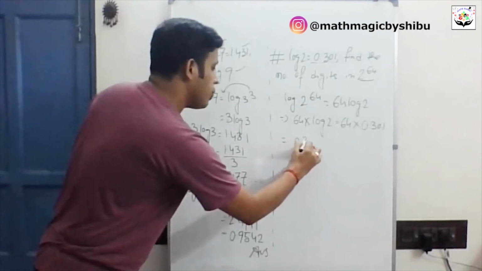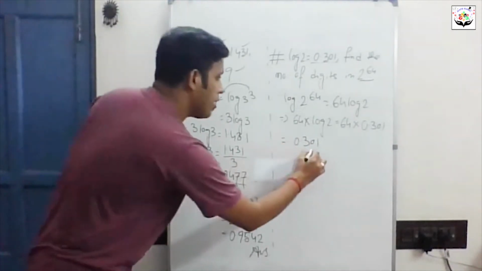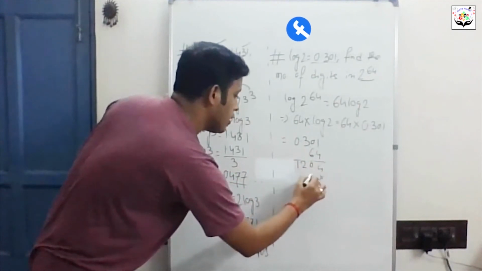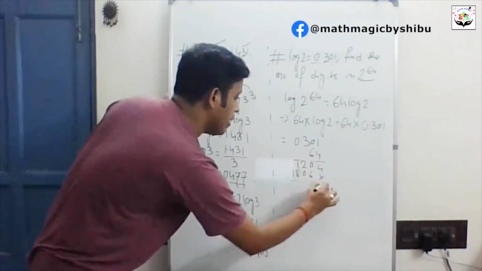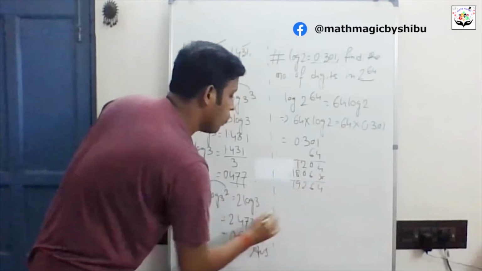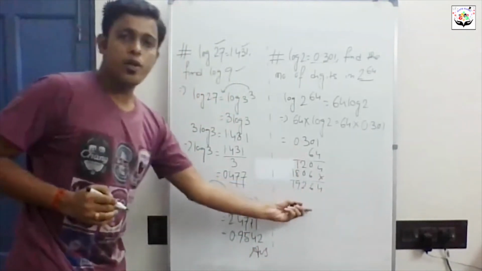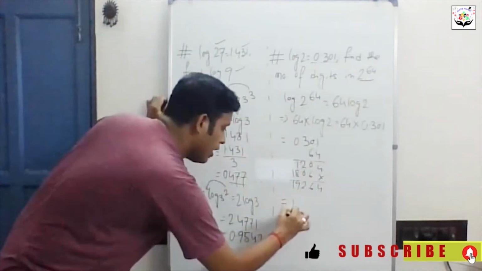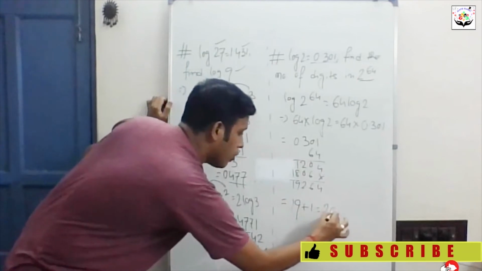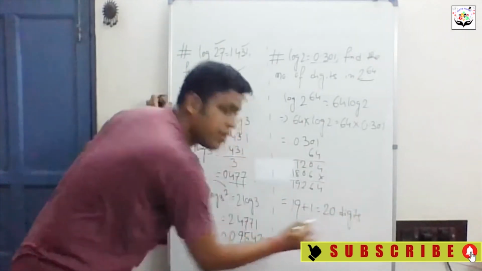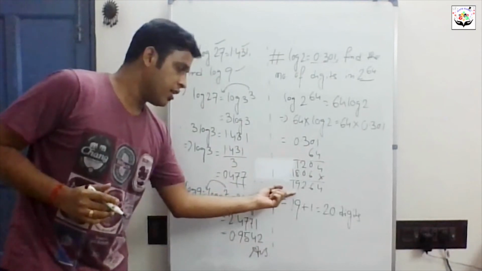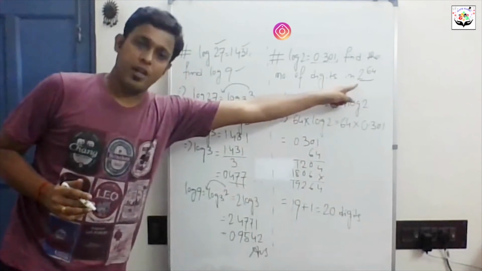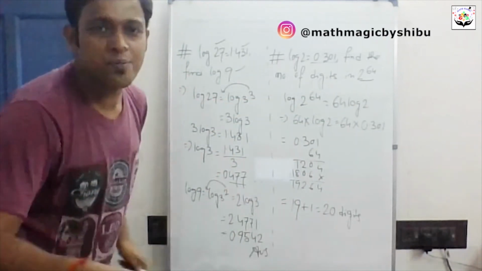So 0.301, we need to multiply it by 64. It will be 4, 0, 12, 6, 0, 18, 4, 6, 2, 9, 1. So it will be 19.264. So the total number of digits in the number will be 19 plus 1 equals 20 digits. Just remember, whatever the characteristic is, just add 1 to find the total number of digits in the given number. Okay. So we'll move on to the next problem.